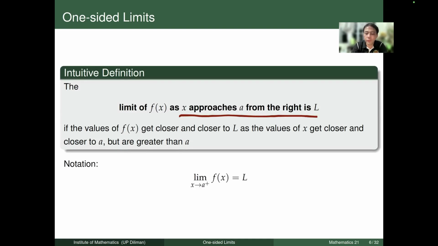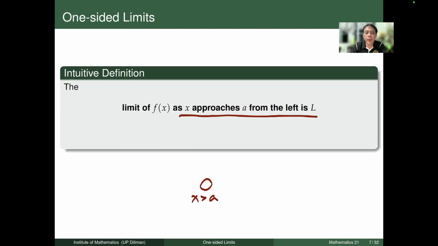And our notation for this is here. So the limit of f of x as x approaches a, you have the superscript plus there. So we read this as: the limit as x approaches a from the right of f of x is L. Take note that when x is approaching a from the right, this implies that our x is greater than a. Okay, so that's the idea. x is approaching a from the right.